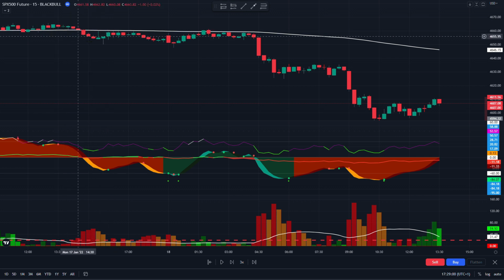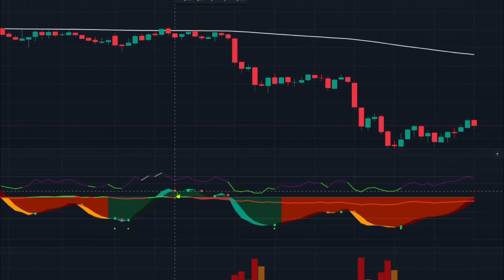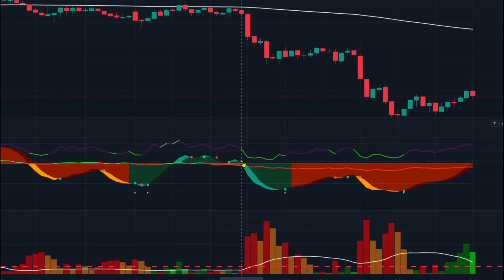Now we can see that we've been flirting with this 200 EMA, and as we know, we can only buy above and we can only sell below, and what we're waiting for is a sell signal. And these are these red dots here. You can see there's a sell signal there. There's another one here, and final warning, there's another one here. And we can see what's happened.